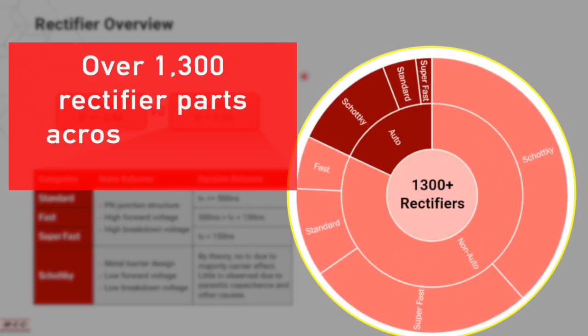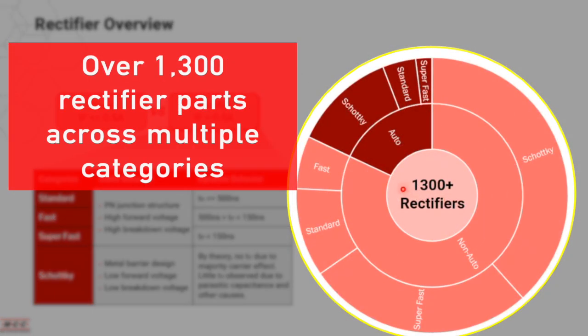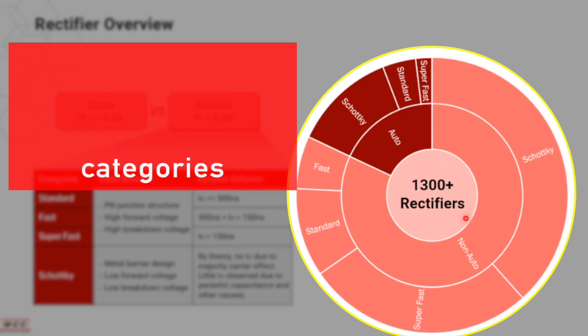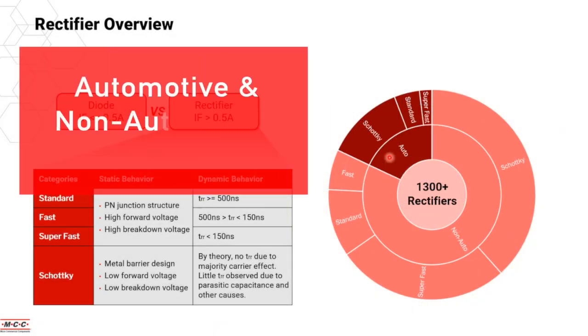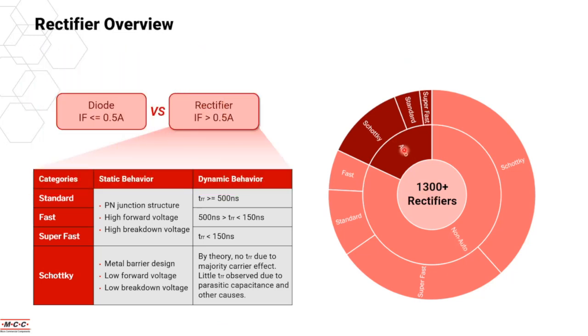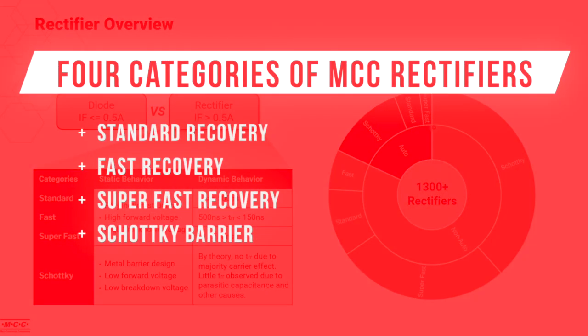In MCC, we have about 1,300 rectifiers in our portfolio. Among them, we categorize into automotive and non-automotive as well. Each category comes with the Schottky, standard, and super fast recovery rectifiers.